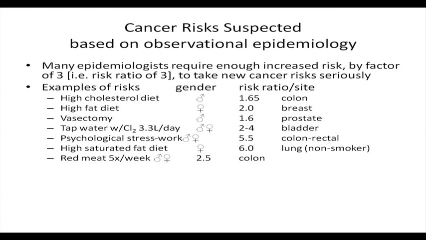If you have tap water with chlorine, 3.3 liters per day, you have a 2 to 4 risk ratio for bladder cancer risk. Psychological stress for both male and female, 5.5, that may lead to colon and rectal cancer. High saturated fat diet, again for the female 6, for non-smokers, it can cause lung issues. Red meat 5 times a week for both male and female, there is a risk ratio of 2.5. This should show up over here, and the colon is the site. So this got switched a little bit on that side. So these are some of the risk ratios, just to give you some examples of risk from different things.